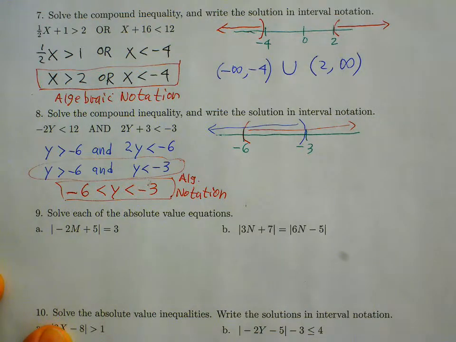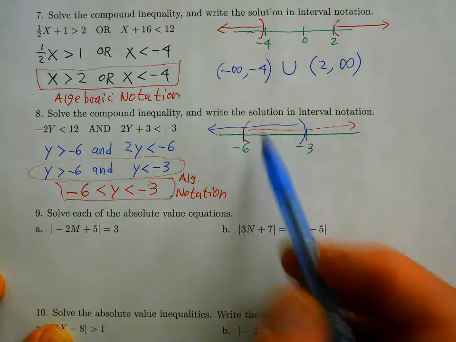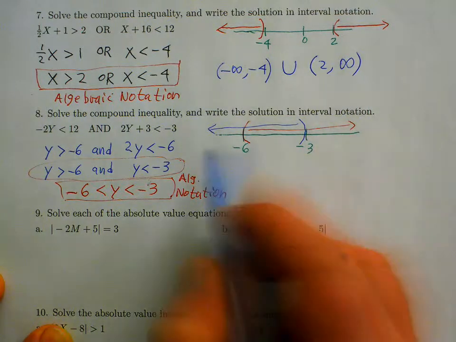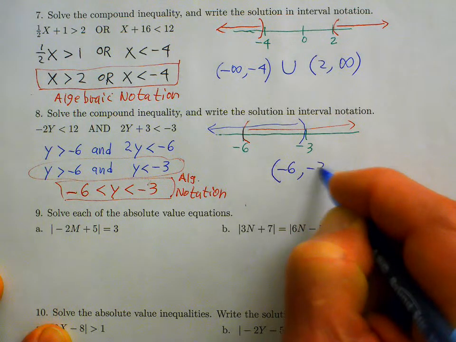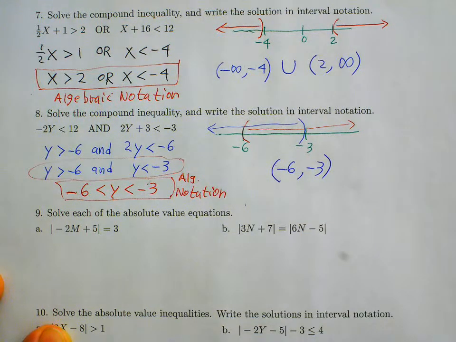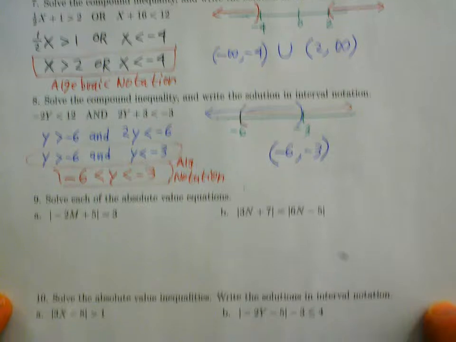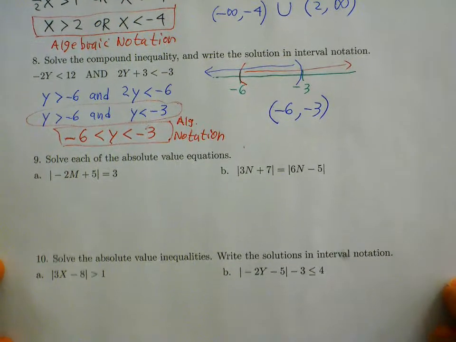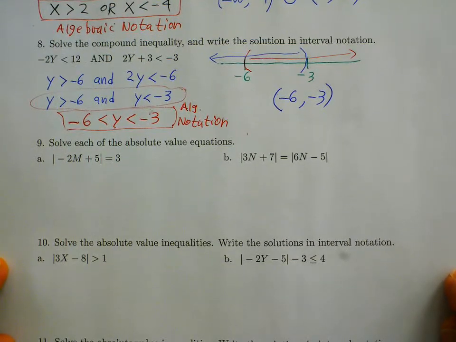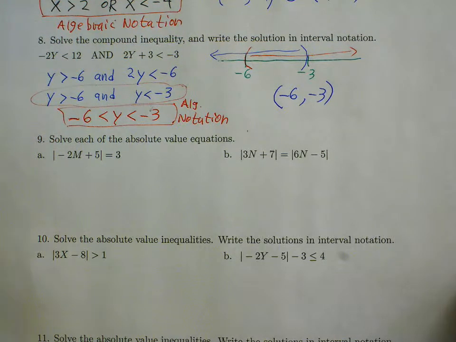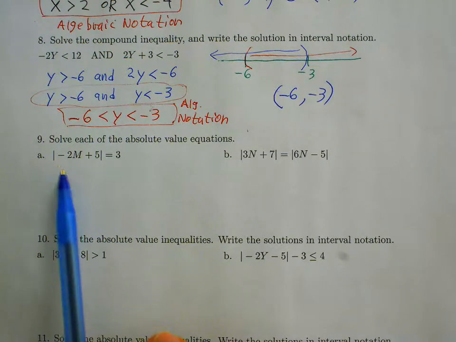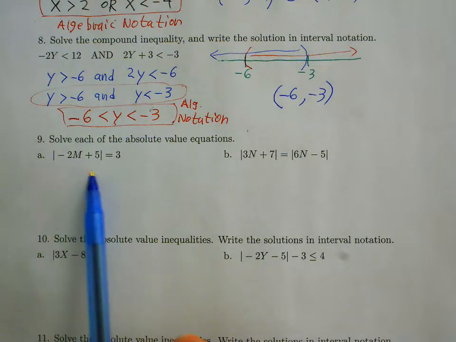Okay, then the interval notation, it's the overlap of those two sets. So the graph can help us. The interval notation is parenthesis negative 6 comma negative 3 parenthesis. That's the interval notation. Okay, number 9, solve the absolute value equations. Number 9, part A, the absolute value of negative 2m plus 5 is equal to 3.